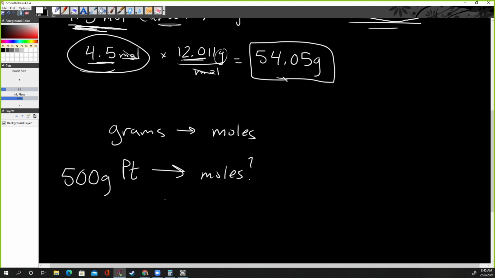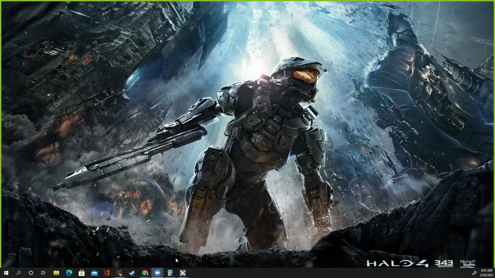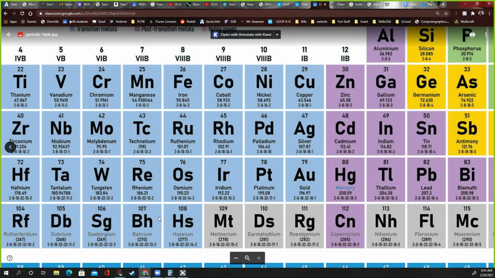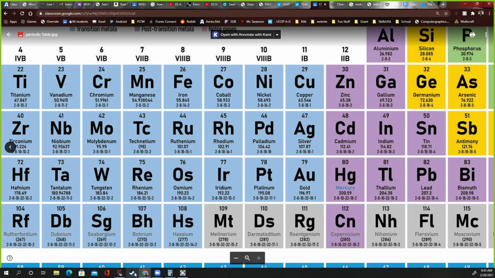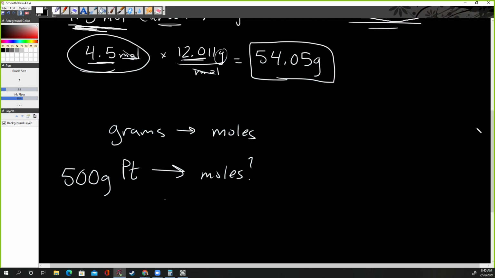The first thing we need to know is the atomic weight. The atomic weight is right here: 195.08. 195.08 grams per mole. I can already tell that I'm going to have more than 2 moles of this stuff.